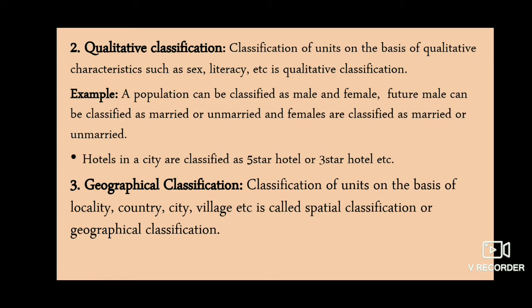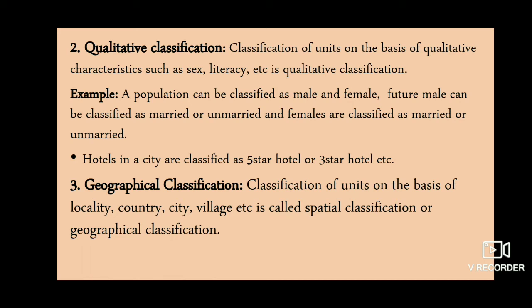The second type of classification is qualitative classification. Similarly, the classification of units on the basis of qualitative characteristics such as gender, literacy, etc. is known as qualitative classification. You can take an example. A population can be classified as male and female. Then further, the males can be classified as married or unmarried, and similarly you can classify females as how many of them are married and how many are unmarried. Or you can take another example. Hotels in a city are classified as 5-star, 3-star, or 2-star hotels. All these come under qualitative classification.